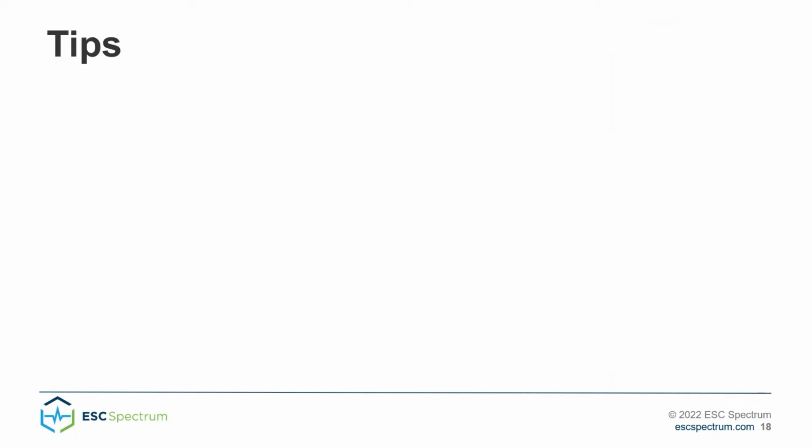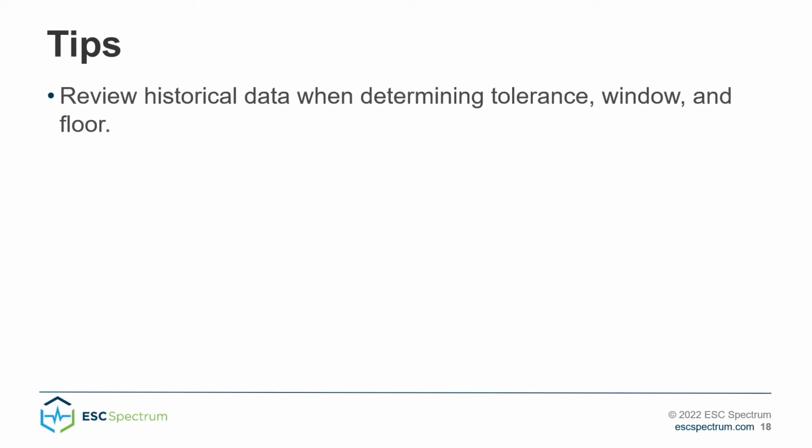All right, so some tips for setting up the Flatline tool. You'll definitely want to review your historical data when you're determining the tolerance, the window, and the floor. Kind of play around with it, looking back at this data: around here, the analyzer doesn't vary very much when it's down at those lower levels. So maybe we set the floor at something like 5 ppm.